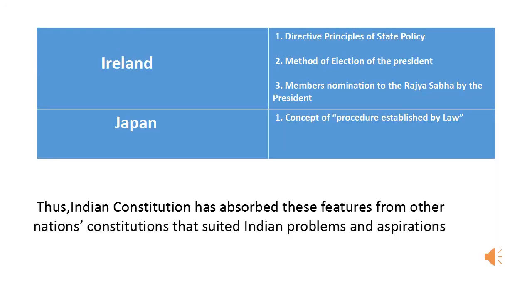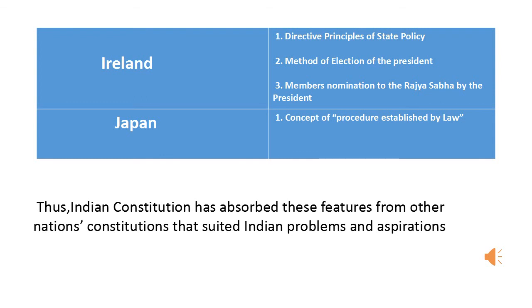Now let's talk about the last slide. There it is, Ireland and Japan. From Ireland, we have got the concept of DPSP, that is Directive Principles of State Policy, the method of election of the president, and lastly, the nomination of members to the Rajya Sabha by the president. From Japan, we have borrowed the concept of procedure established by law.